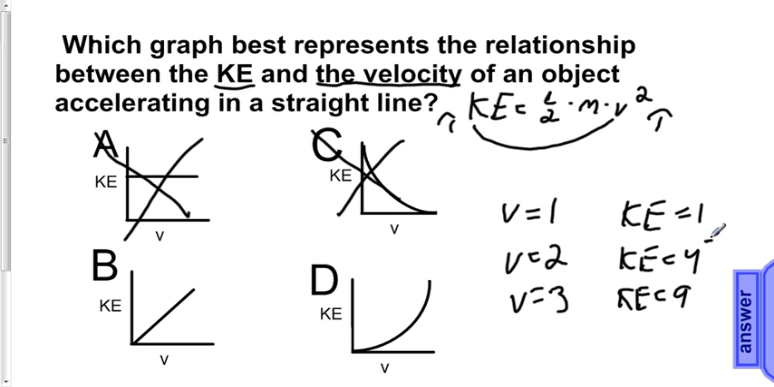First, kinetic energy increases by 3, but then it increases by a different value of 5, making graph B incorrect. This leaves only one graph, and this is graph D, the correct answer.